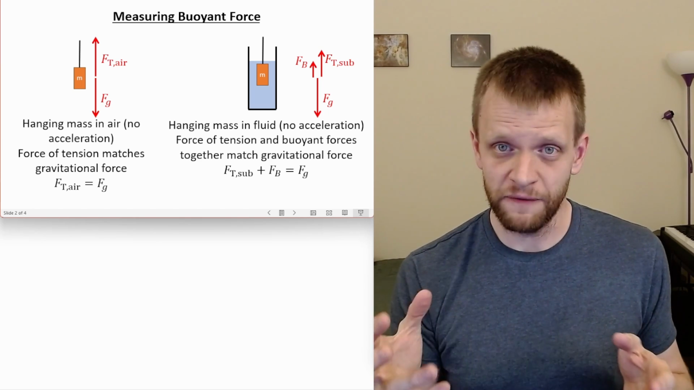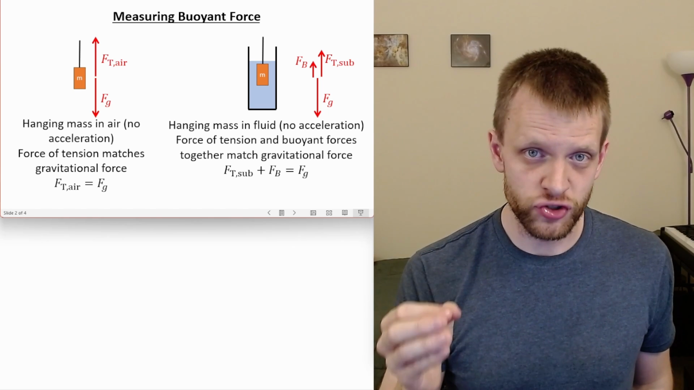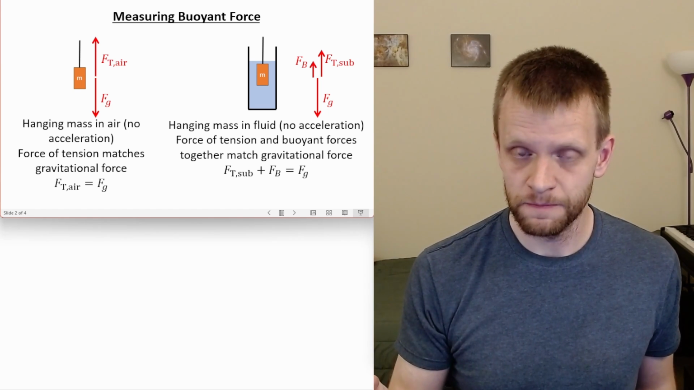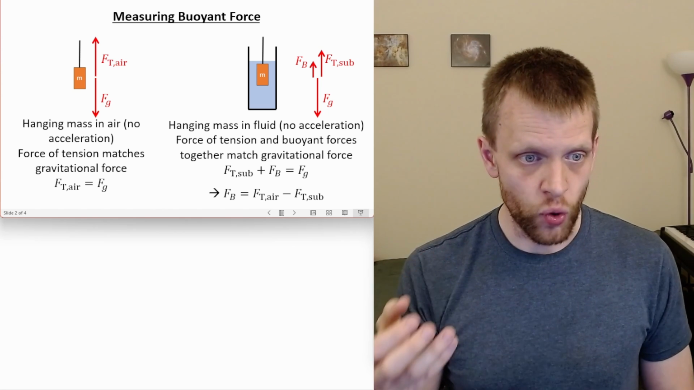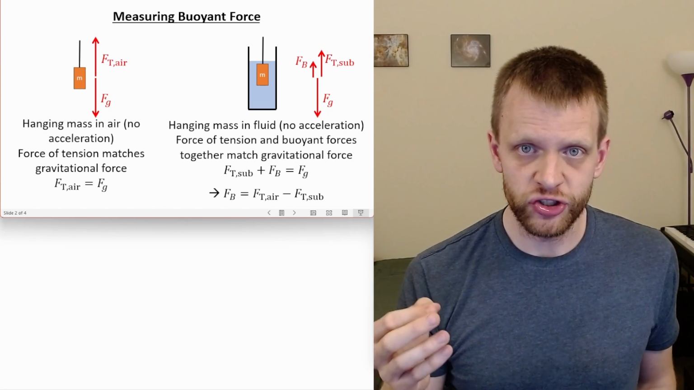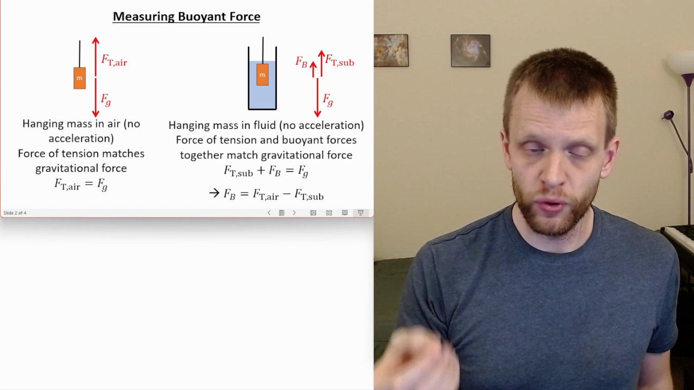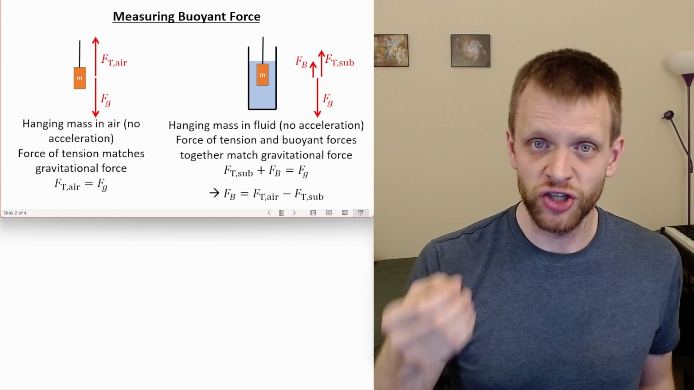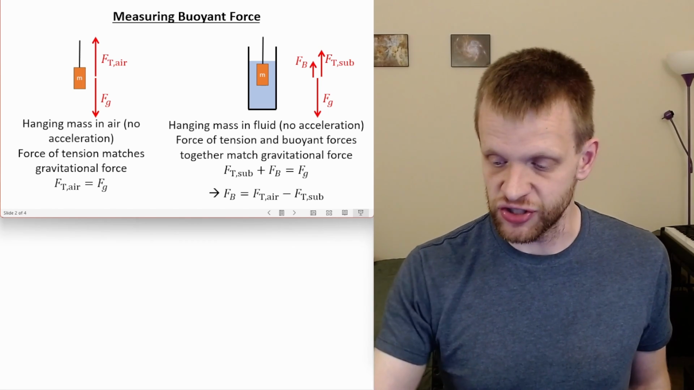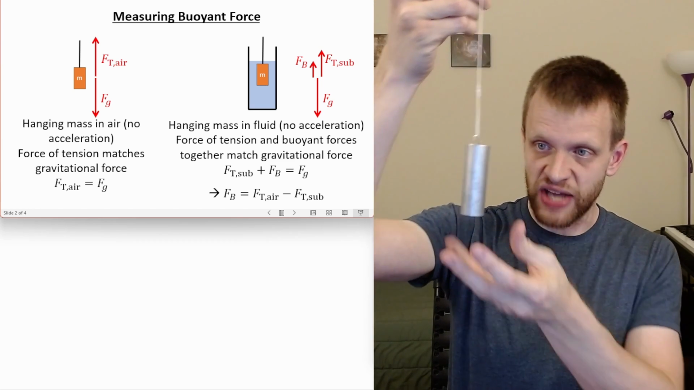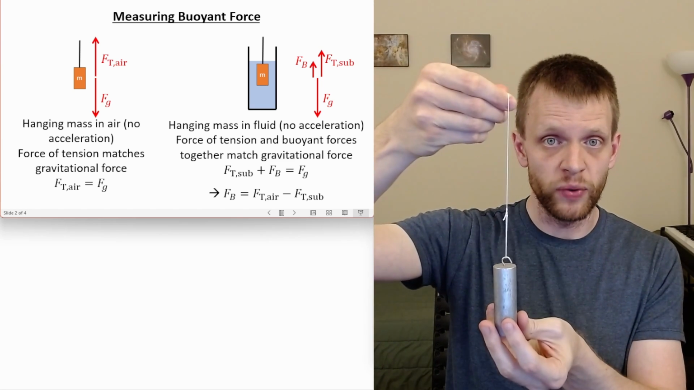But that force of gravity, we already said, should be equal to the tension force when the object is in the air. So if I do a quick rearrangement, we can show that, again, in this model, the buoyant force should match how that tension force changes when I go from having the object hanging in air to having this object submerged in the fluid.